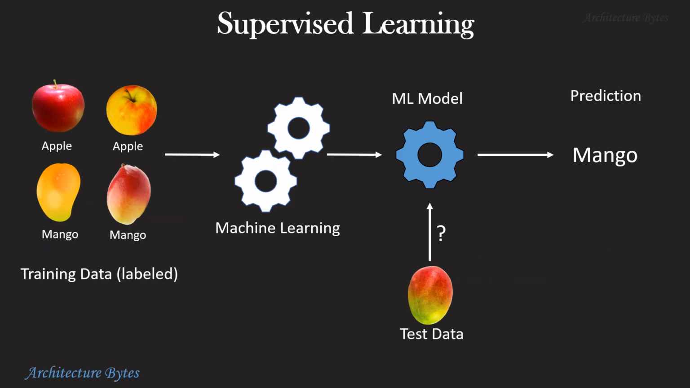Here's an example of supervised learning. Input dataset has clearly labeled images of apples and mangoes. Our machine learning process learns from this and creates a machine learning model. Therefore, when a new mango image is fed to the model, it is able to identify it as mango correctly.